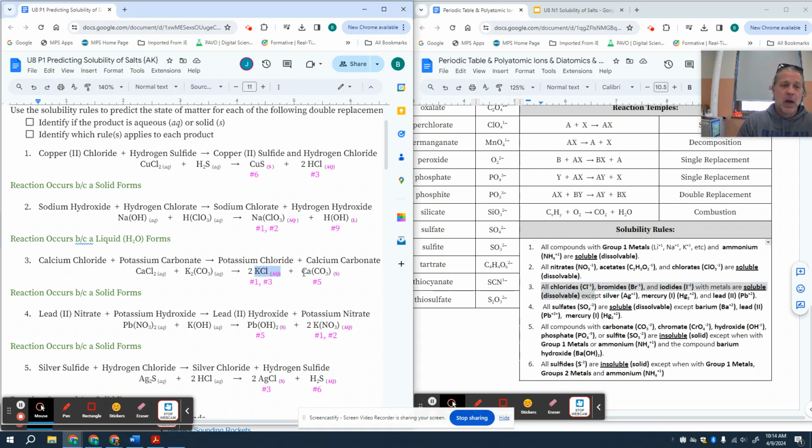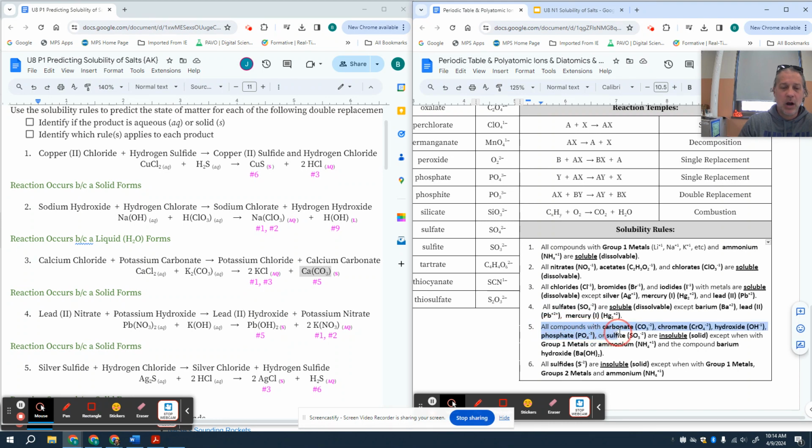Calcium carbonate. I'm just going to start reading again at the top of the rules. We're going to focus on CaCO3. All compounds of group 1 metals, Li, lithium, sodium, Na, potassium, K, are soluble. Calcium is not one of those, so we're going to go on to rule number 2. All nitrates, NO3, not present. All acetates, C2H3O2, not present. All chlorates, ClO3, not present. I'm going to go on to rule number 3. All chlorides, Cl, nope. Bromides, Br, nope. Iodides, I, nope. So we're going to move on to rule number 4. All sulfates, SO4, nope, not quite. Now we're going to move on to rule number 5.